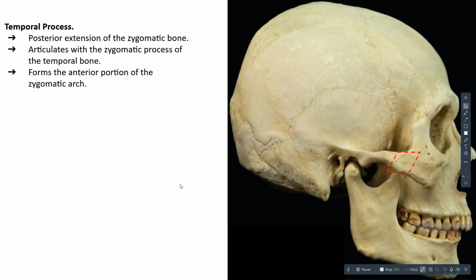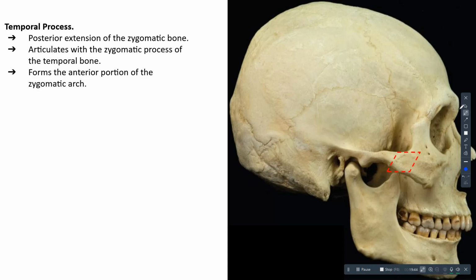So let's go ahead and rotate that skull to the side. And here is the zygomatic bone, which I am just going to outline in blue right there. Nice looking zygomatic bone. And this posterior extension right here, this is the temporal process of the zygomatic bone. It is going to meet up with the zygomatic process of the temporal bone. So notice the flip-flop right there. The zygomatic process is on the temporal bone, and the temporal process is on the zygomatic bone.